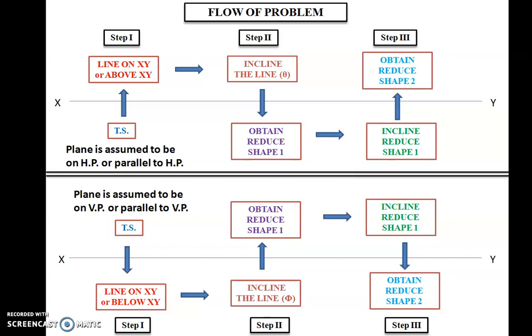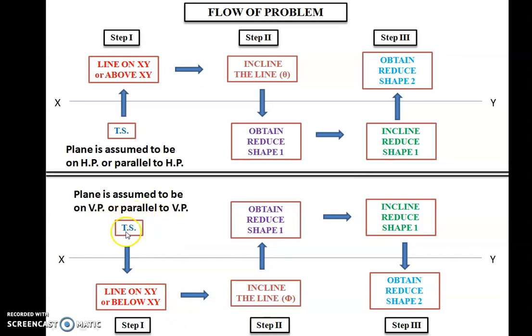Just imagine that the board is mounted on the wall of your classroom. So that is nothing but a rectangular plane resting on VP. So that board clearly will be seen in front view. So that is nothing but the true shape. So this is the true shape of the board or the plane.